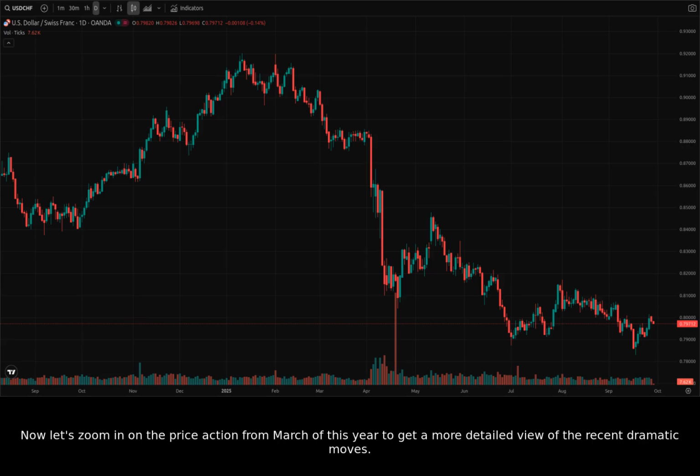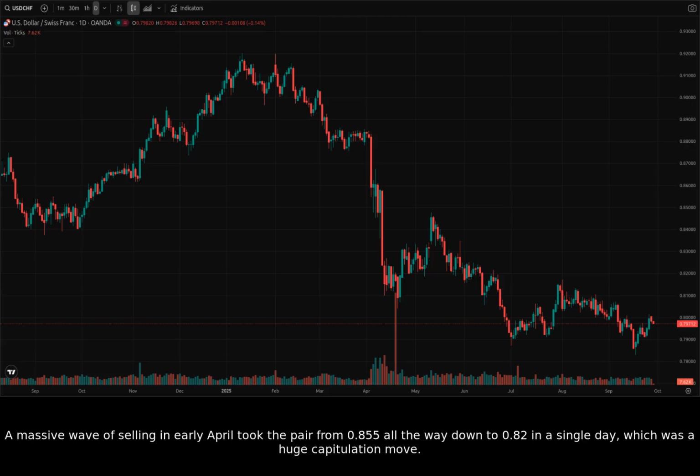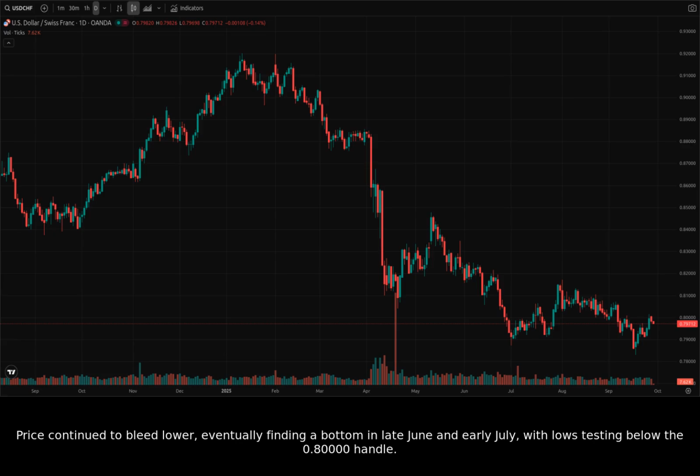Now let's zoom in on the price action from March of this year to get a more detailed view of the recent dramatic moves. The period from March to July 2025 saw a particularly aggressive leg down, with the price plummeting from around the 0.88 level. A massive wave of selling in early April took the pair from 0.855 all the way down to 0.82 in a single day, which was a huge capitulation move. Price continued to bleed lower, eventually finding a bottom in late June and early July, with lows testing below the 0.80000 handle.